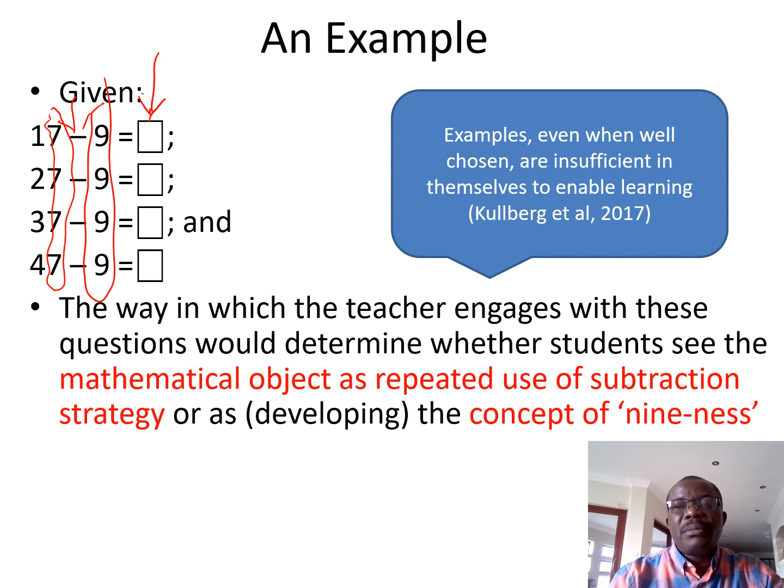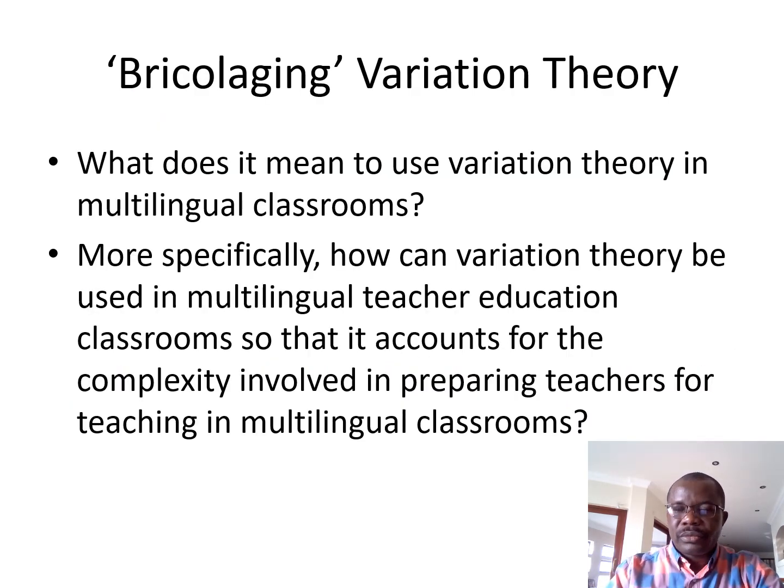So examples, as Kohlberg argues, even when well chosen, are insufficient in themselves in enabling learning. With that in mind, the way the teacher teaches this could make this a subtraction task, or it could make it a different kind of task, and the learners could view it as something different from what the teacher had in mind. It all depends on how the teacher teaches this. So the enactment process is quite important.